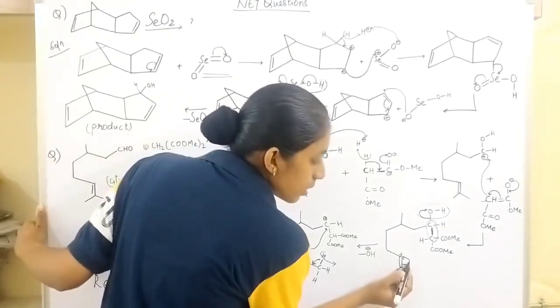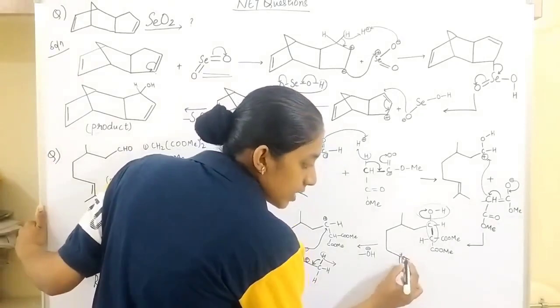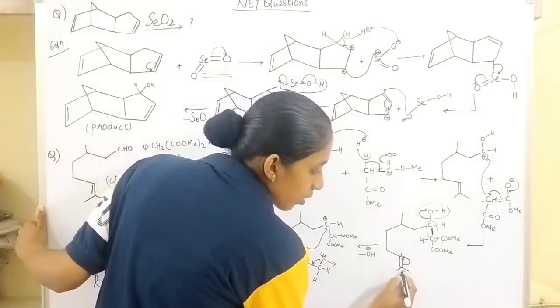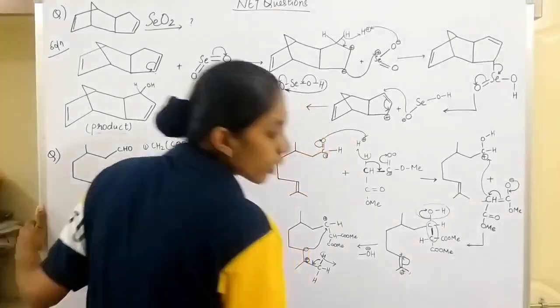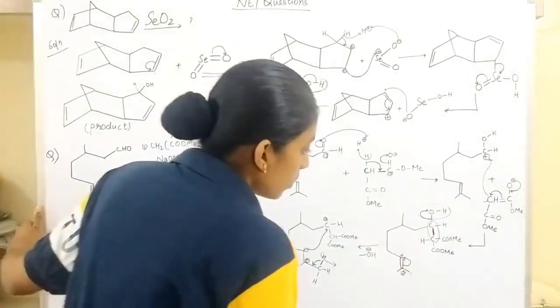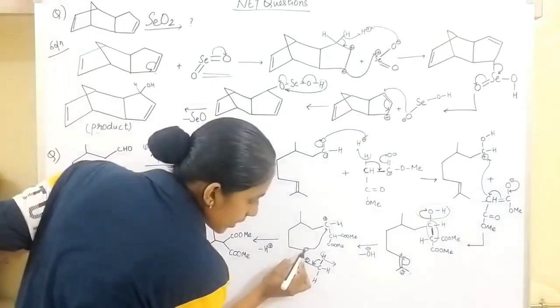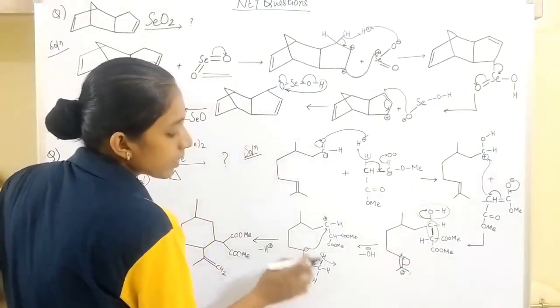Why are we shifting this double bond onto the third carbon? Because when we shift it onto the third carbon, it forms a tertiary carbocation, which is more stable than a secondary carbocation. Now, when a tertiary carbocation is formed, see this is a tertiary carbocation, and here we will be getting a negative charge on the carbon.